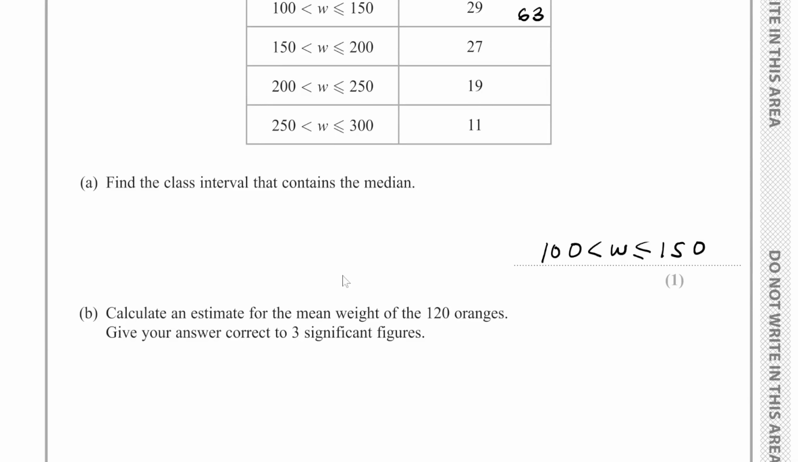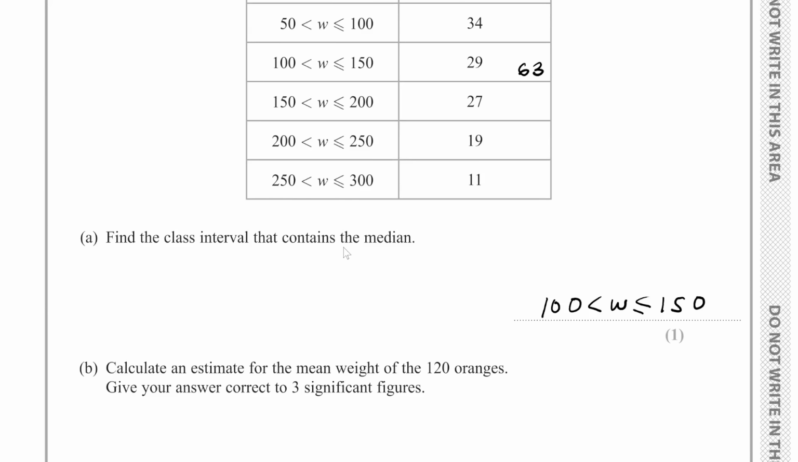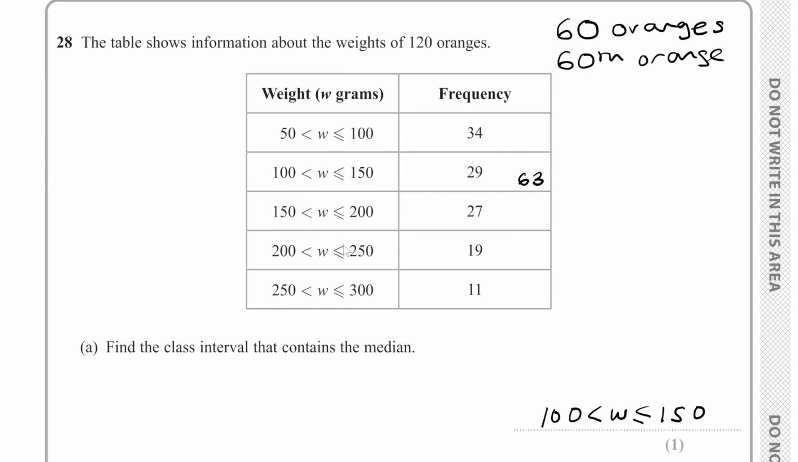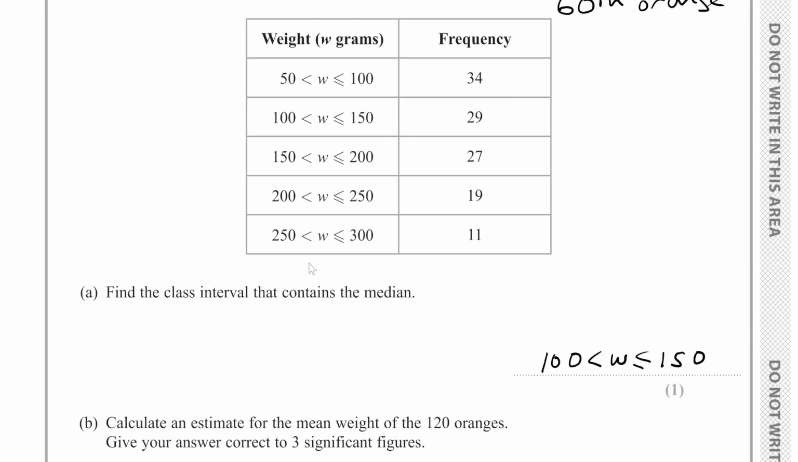Calculate an estimate for the mean weight of the 120 oranges. Give your answer correct to 3 significant figures. So we're going to estimate the mean because we don't know the exact weights of the oranges. We're going to say all 34 of these oranges weigh 75 grams. We're going to go for the midpoints. All 29 of these oranges weigh 125 grams. We've got 27 oranges weighing 175 grams, 19 oranges that weigh 225 grams, and 11 oranges that weigh 275 grams.